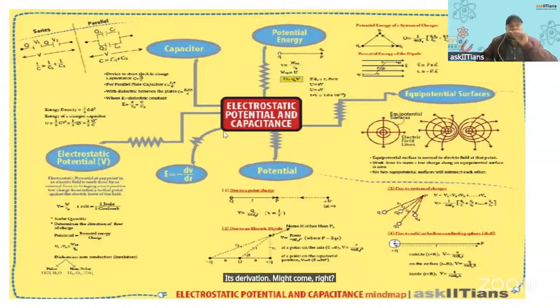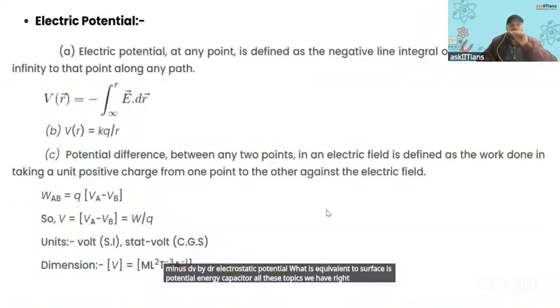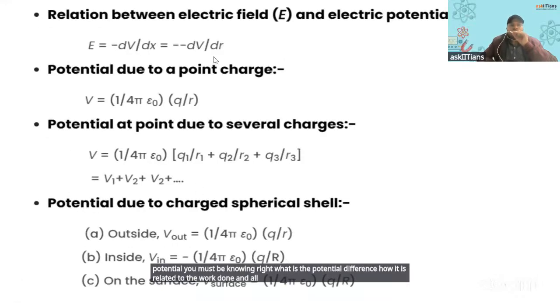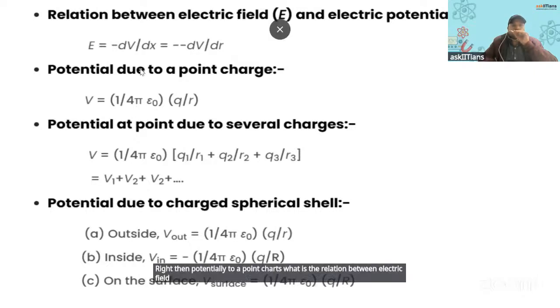Then electrostatic potential and capacitance. We have potential, minus dV by dr, electrostatic potential, what equipotential surfaces are, potential energy, capacitor, all these topics. What is electric potential, what is the potential difference, how it is related to the work done. Then potential due to a point charge, and the relation between electric field and potential, which is important: minus dV by dr. You must be knowing that.